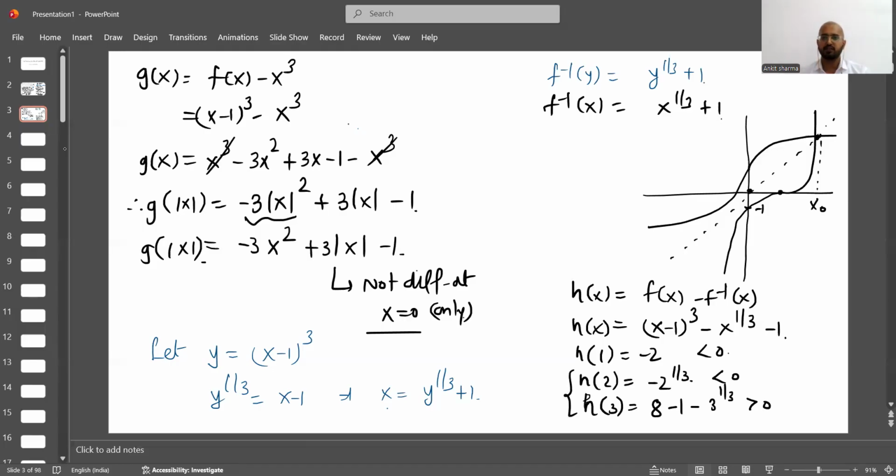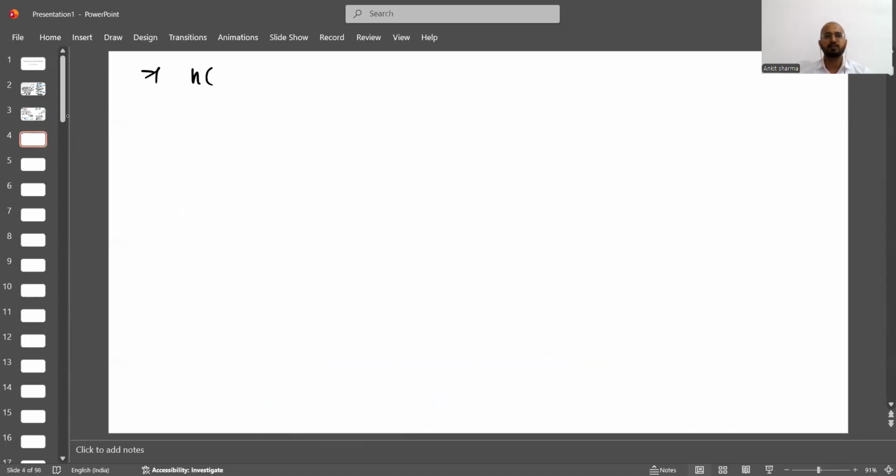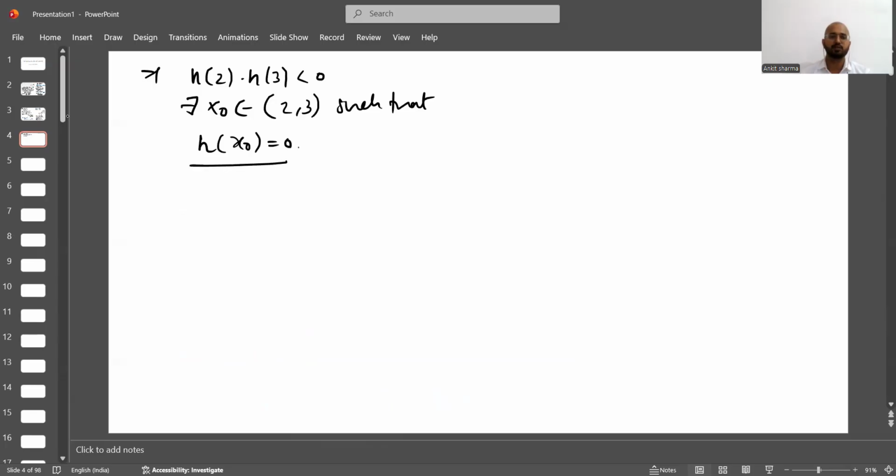So we see that h of 2 is negative and h of 3 is positive, which means h of 2 into h of 3 is negative. That means there exists x naught belonging to (2, 3) such that h of x naught is equal to 0. So this is my solution. That means my x naught belongs to (2, 3).